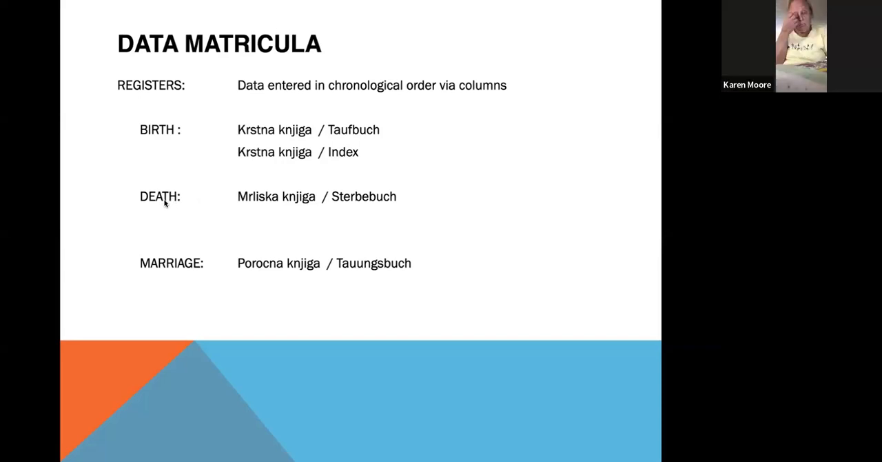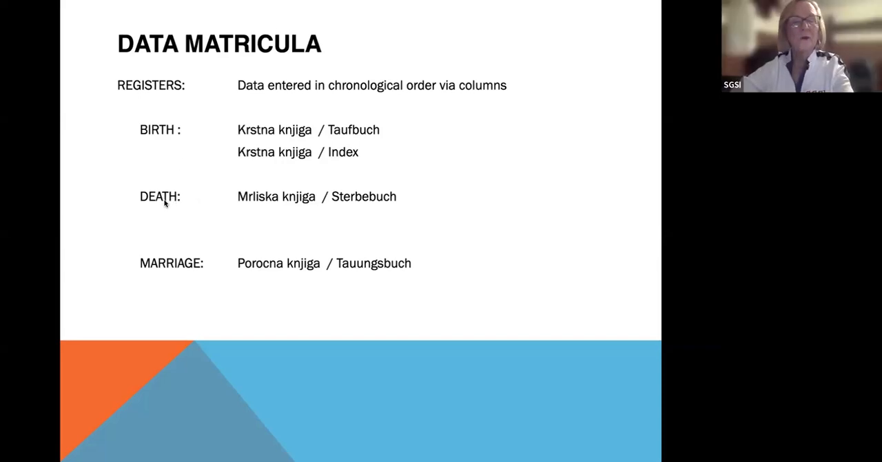Another book is a death book, and I don't know why they put birth, death, and marriage. It sort of makes me chuckle there. But the death book is the next thing that's listed in the drop-down list, and it's the Mrliška, and again, the German name for it. And then the marriage book is a Poročna Knjiga. And those would be, if you're looking for the birth records, they're here. If you're looking for death records, they're here. If you're looking for marriage records, they're at that point.